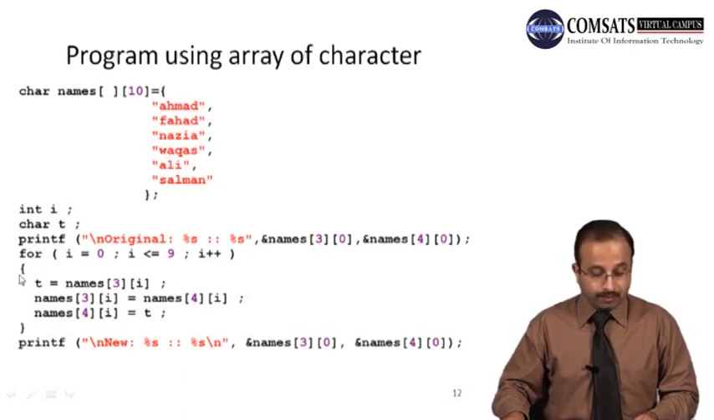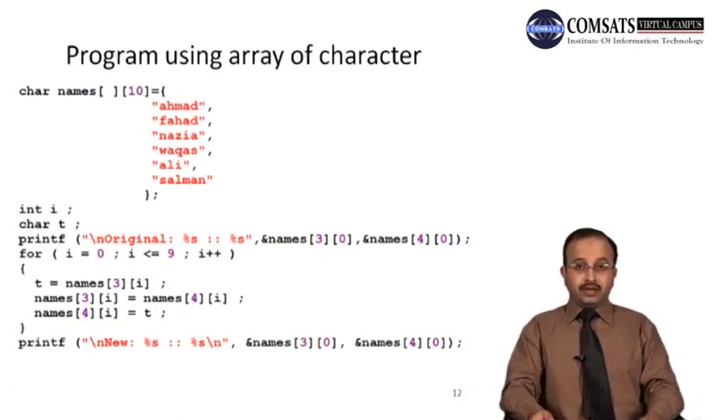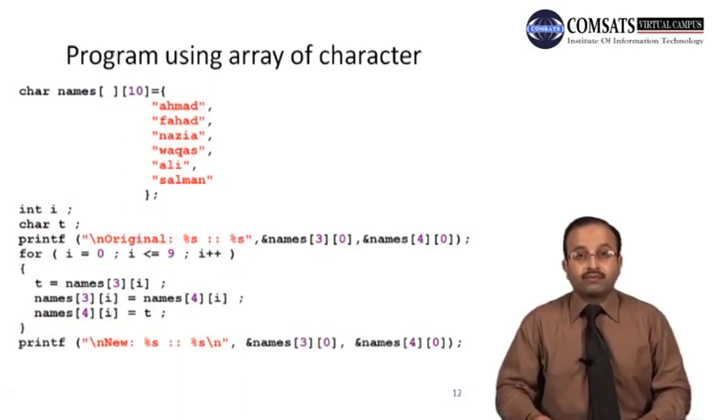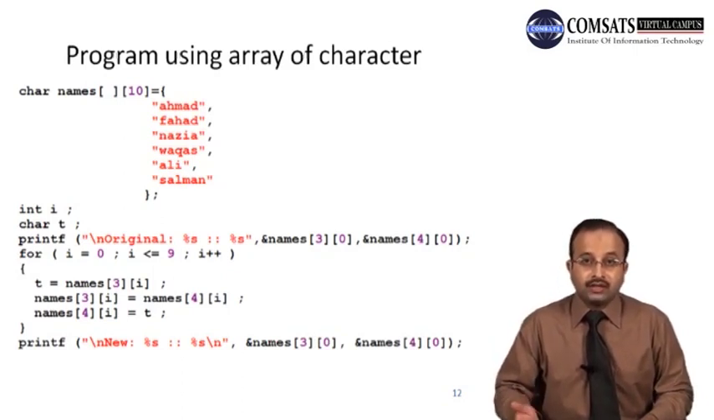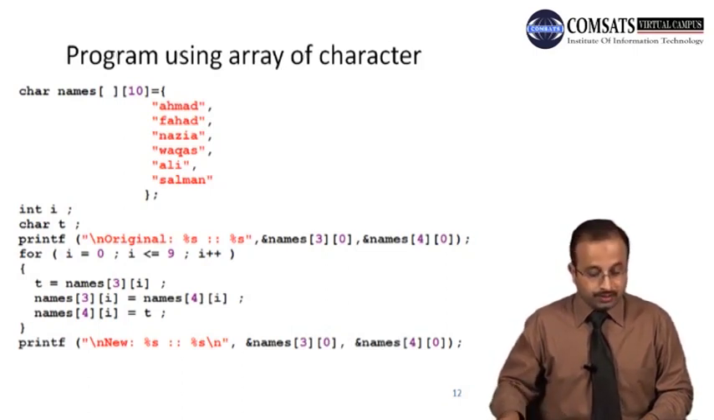Okay, this is a simple swapping. That is, if you have the value of x, x is 10 and y is 20, and if you want to exchange the values, first you do t is equal to x. You assign the value of x to some other variable, then you are ready to write something in x. So you write x is equal to y, assigning the value of y to x, and then y is equal to t. So the same is the case here.